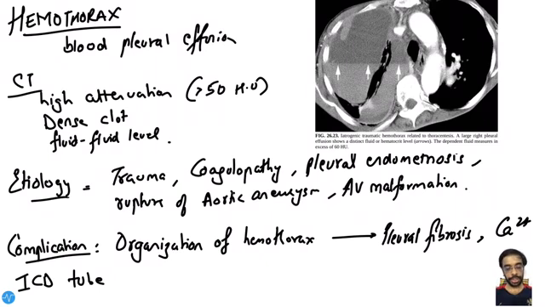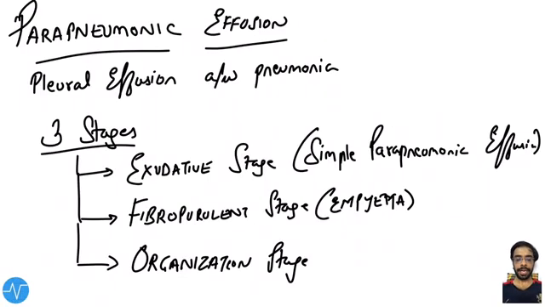What are the etiologies? There will be trauma, or the patient will have coagulopathies, or rupture of aortic aneurysm, AV malformation, pleural endometriosis. Now what will be the complication? In chronic stage, what is pneumonic effusion? Pneumonic effusion means pleural effusion which is associated with pneumonia.